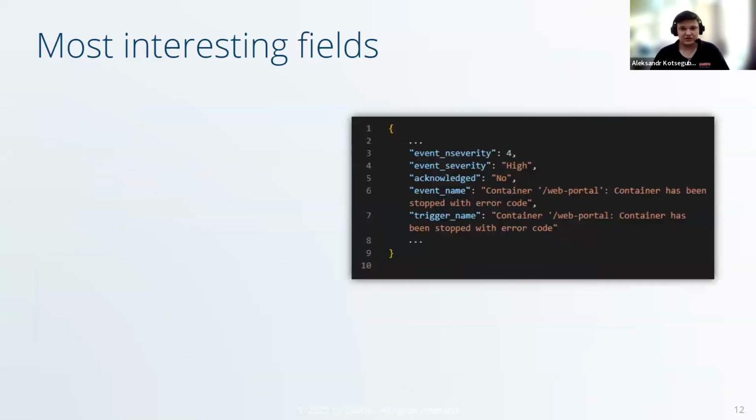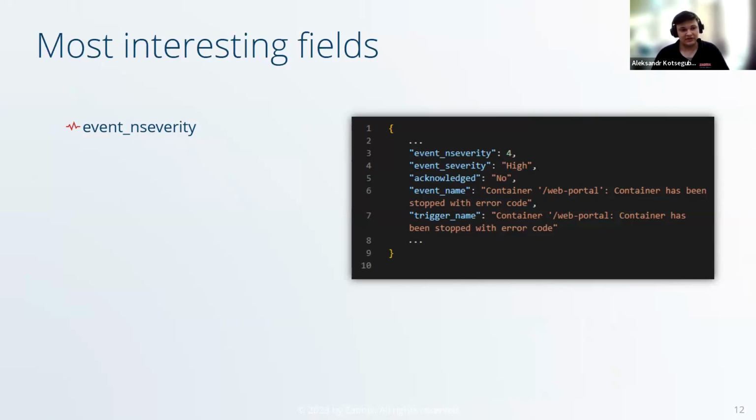The next useful fields are event nseverity and event severity. You can use them for filtering events. For example, you can create a condition to search for events if the event severity is more critical than warning. In the condition, it will look like event underscore n severity greater than 3.